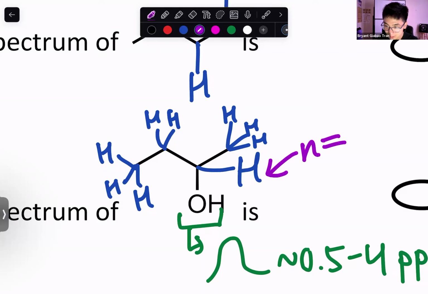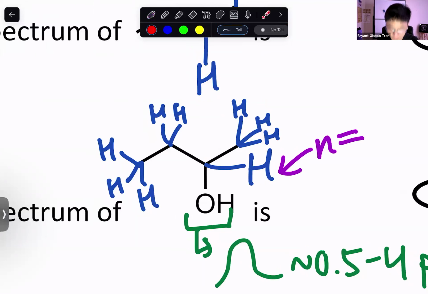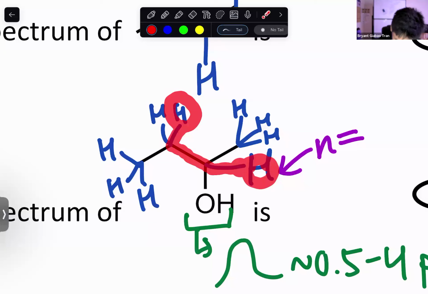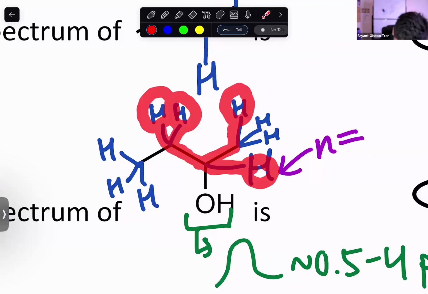To calculate the number of neighbors, let's do that trick where we start at this hydrogen atom and go 3 bonds away. If it lands on a hydrogen, it counts as a neighbor. So 1, 2, 3. That's a hydrogen. That's a neighbor. 1, 2, 3. That's another neighbor, another hydrogen. 1, 2, 3. Another neighbor. 1, 2, 3. Another neighbor. 1, 2, 3. Another neighbor. So that's 5 neighbors.